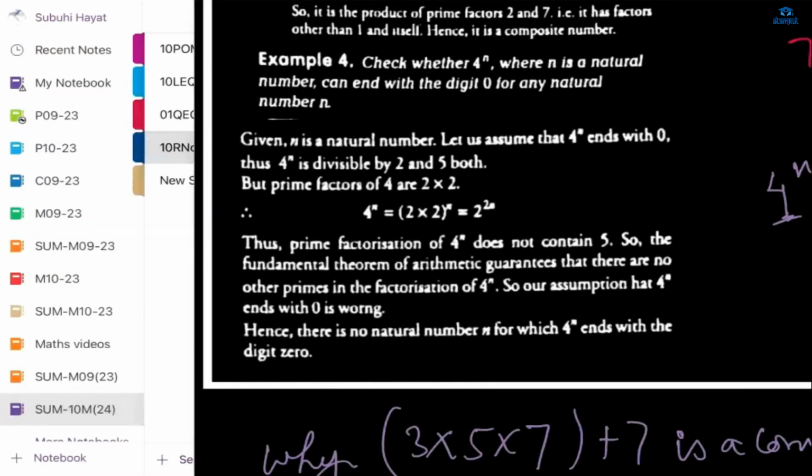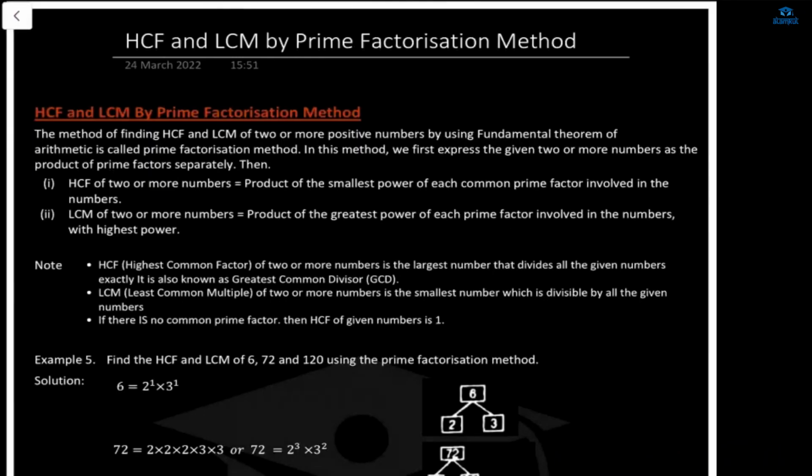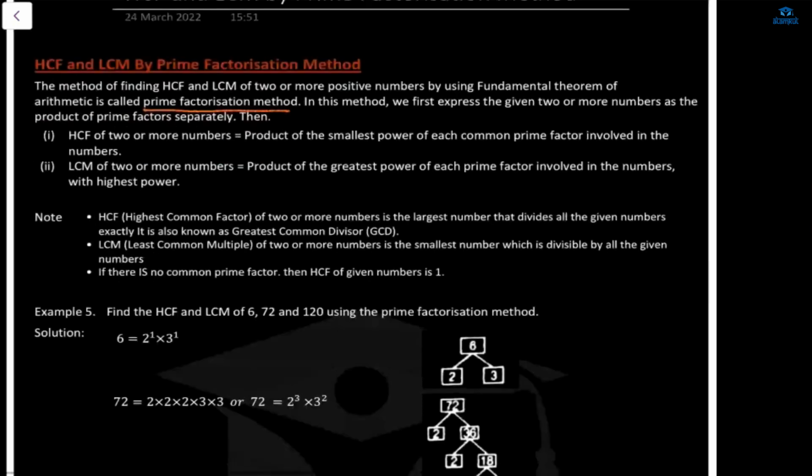Fine. So HCF and LCM by prime factorization method. The method of finding HCF and LCM of two or more positive numbers by using the fundamental theorem. What is the fundamental theorem? The fundamental theorem of arithmetic. It's called the prime factorization method. What is this prime factorization? The name itself says it: you are presenting the number with its prime factors.